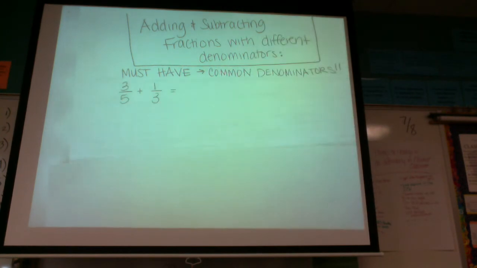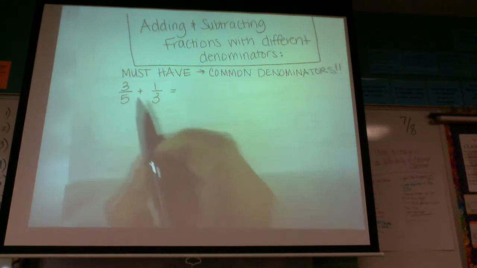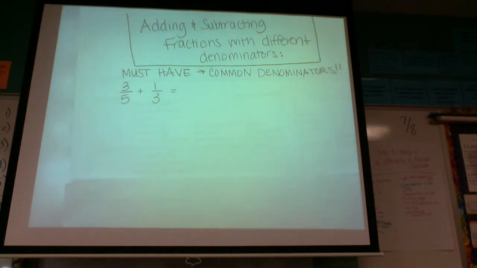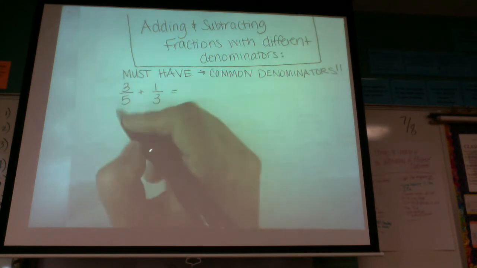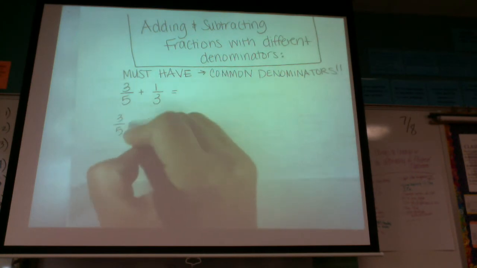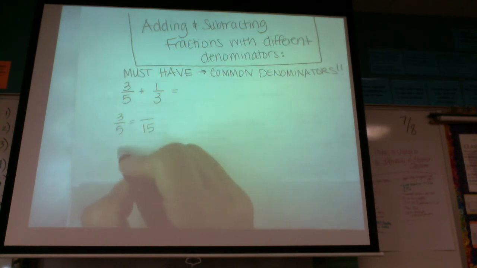So for the first one there, we have 3/5 plus 1/3. If I look at my denominators, I have a 5 and I have a 3. So we need to think about the least common multiple that both of them can go into. And if you can't come up with the least, then you just need a common multiple that they share together. So I know that 5 and 3 both can go into 15. So I'm going to rewrite each of my fractions as something out of 15ths.